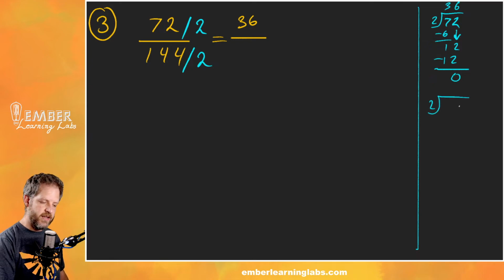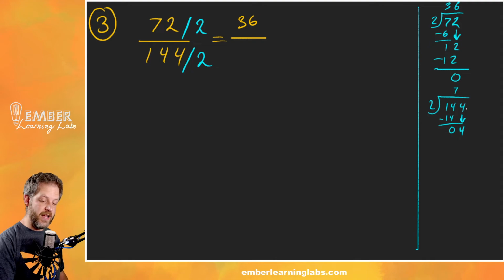2 divides into 144. Goes into 1 0 times, goes into 14 7 times. 7 times 2 is 14. Subtract those. 14 minus 14 is 0. Don't forget to bring down that 4. 2, you got to bring it all the way down.